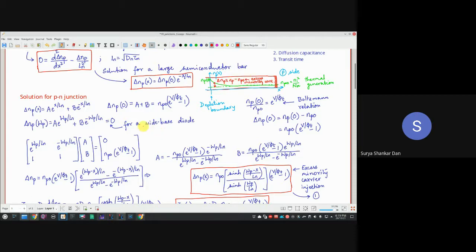Okay, this is for a wide base diode. This is important, because later on we are going to restrict ourselves to the narrow base diode as well. So once we get delta NP equal to 0 at the terminals, I have just put it 0 here. What is the other situation? What is the delta NP at the depletion boundary? What I have done is I have simply replaced x by 0.